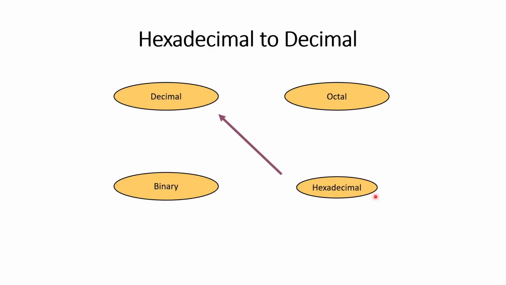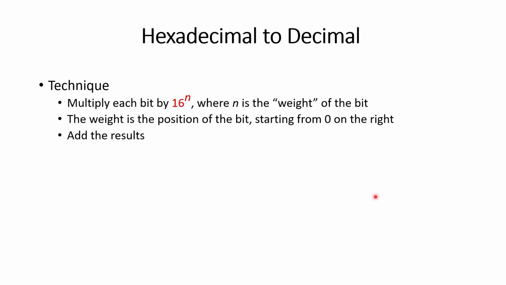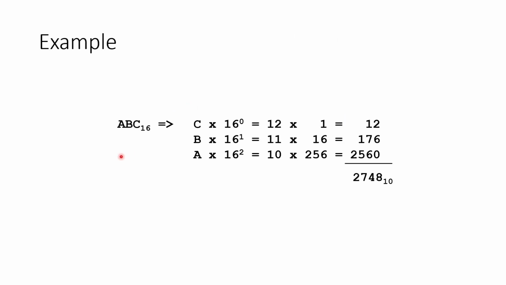Now we are doing hexadecimal to decimal. The technique is also the same, but with a little bit of difference. I multiply each digit by 16 to the power n, where n is the weight of the digit, and the weight is the position of the digit, starting from 0 on the right, and add the results. So that's all the same thing.